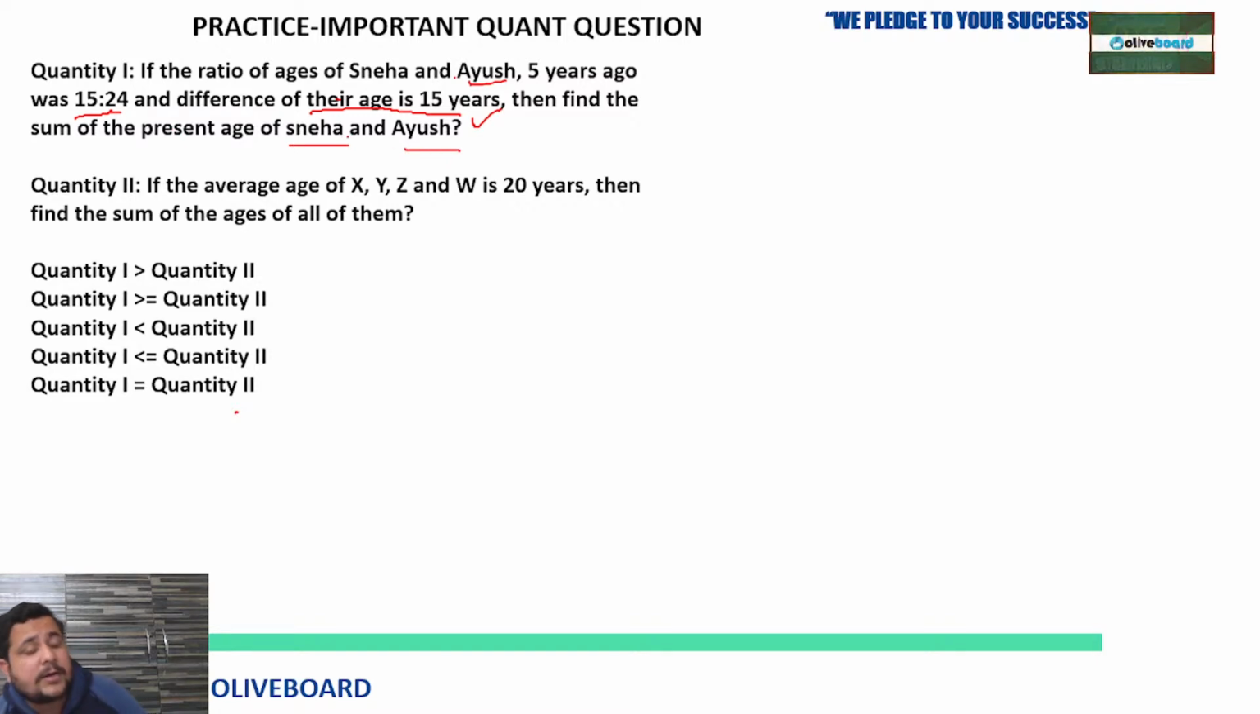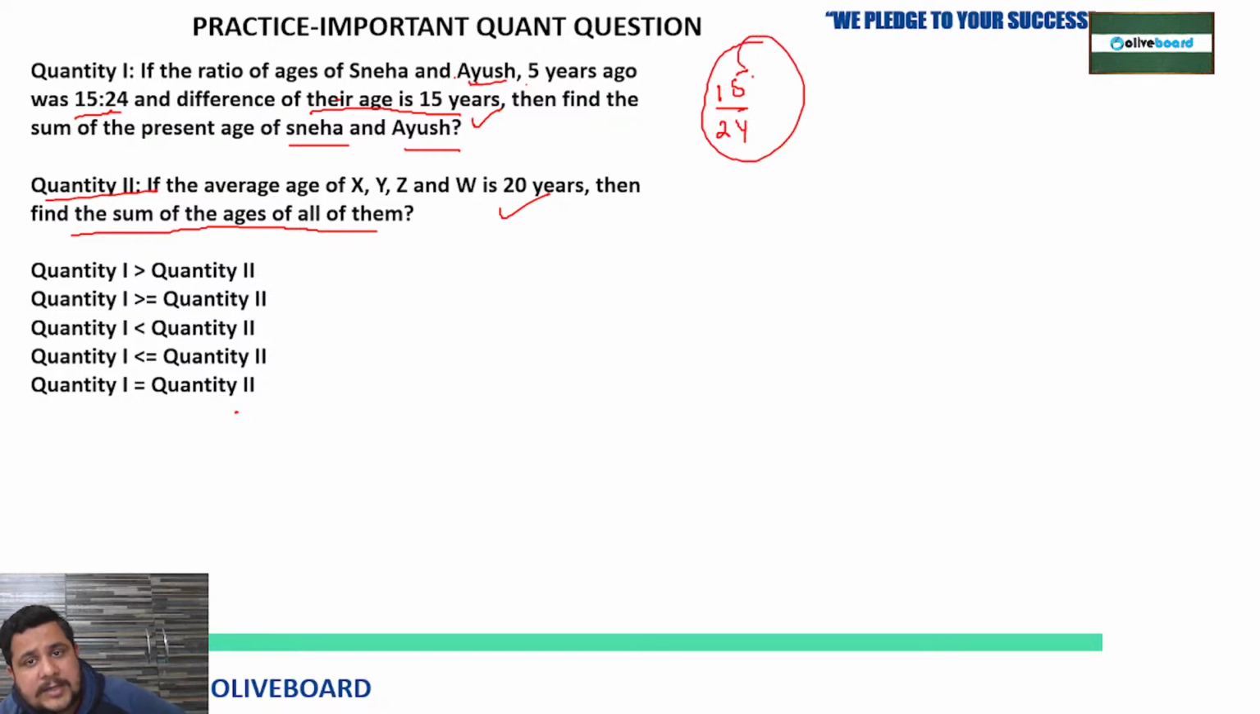So you need to find out the sum of Sneha and Ayush's age. In quantity 2, if the average age of X, Y, Z and W is 20 years, then find the sum of ages of all of them. So see, the ratio of ages of Sneha and Ayush 5 years ago, that was 15 is to 24.